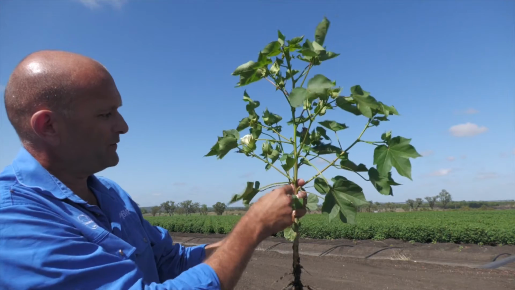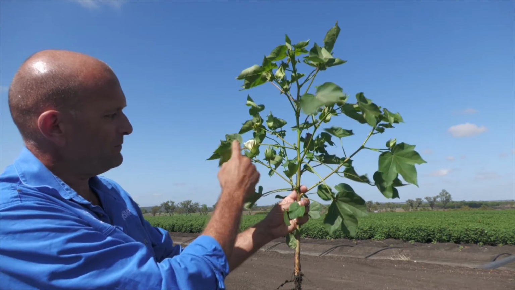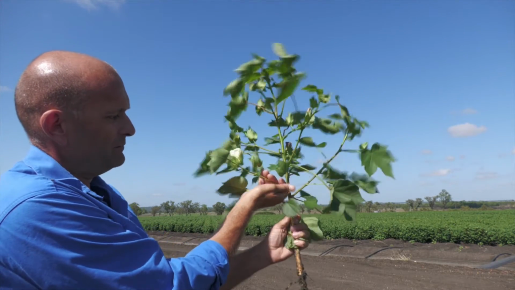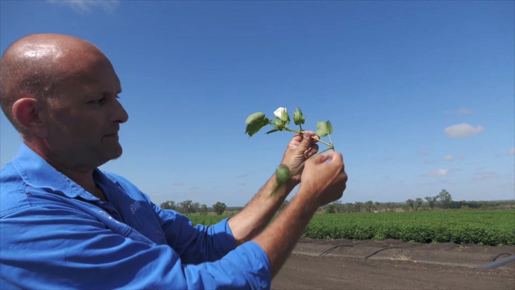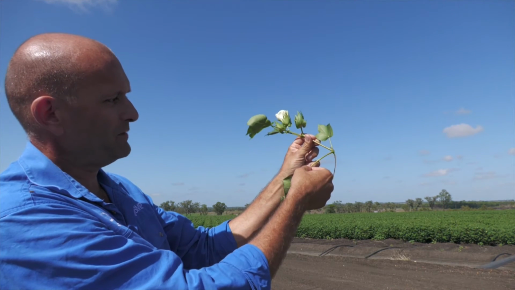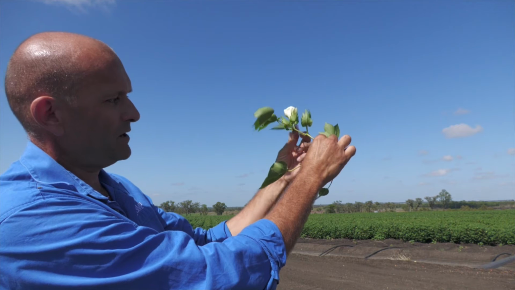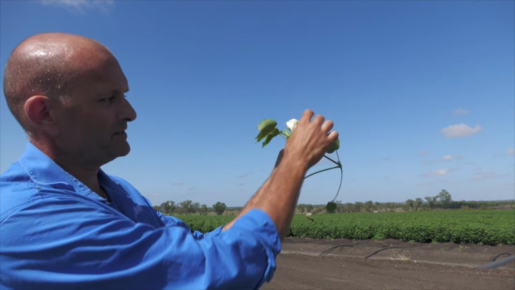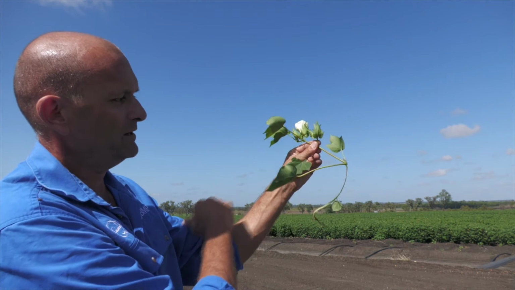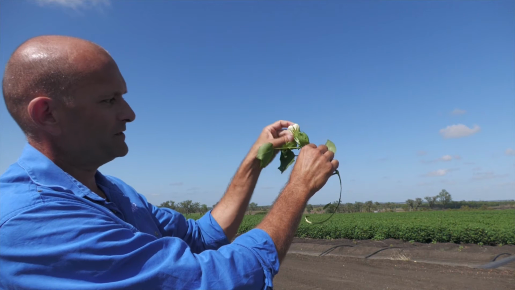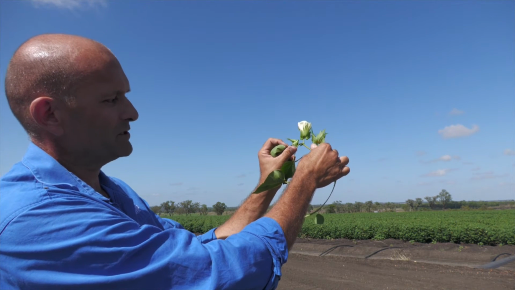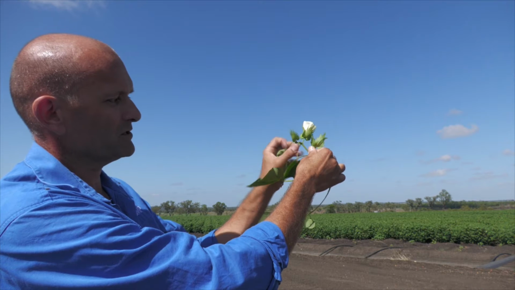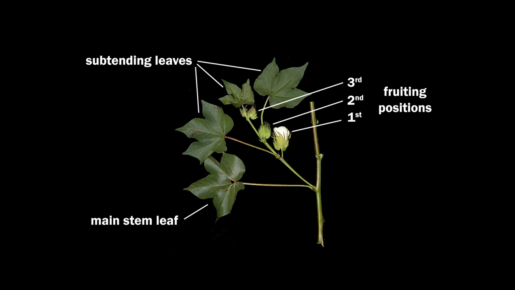You can see on this first fruiting branch here now we've got a boll followed by a flower and a square, and if I was to pull that off, you can see there's my main leaf that was off the main stem of the plant. Then at my first boll, here's my subtending leaf, and this is now the first position boll on that branch. If this flower here were to form a boll and not be shed, that would become the second position boll, and this one here the third position, and that's how we number the bolls within each of the fruiting branches.